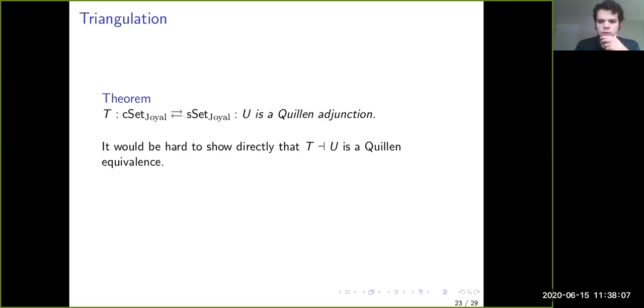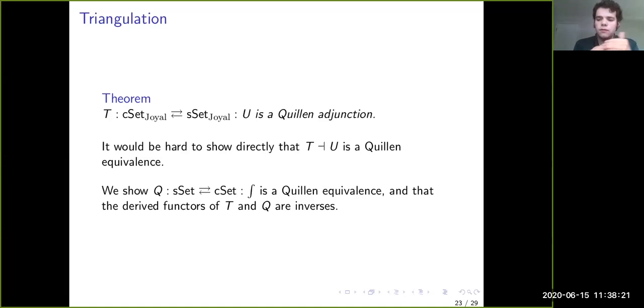Unfortunately, it's a little more difficult to directly show that this is a Quillen equivalence, as triangulation and its right adjoint are not always the easiest functors to work with, at least directly. So what we do instead is we have this other adjunction, Q and integral, where in this case the left adjoint is from simplicial to cubical sets, and the right adjoint integral goes back the other way. So we first show that this is a Quillen equivalence, and then we use that fact to obtain the result that triangulation and its right adjoint form a Quillen equivalence by showing that the derived functors of these two left adjoints are actually inverse equivalences of categories.